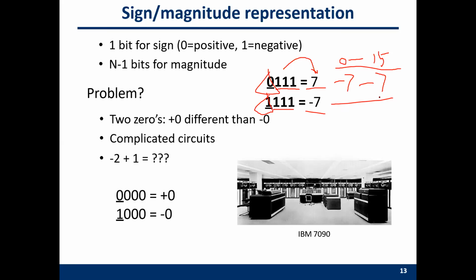Some people may ask me, wait a second, you are talking about 16 numbers, but you know that from -7 to 7, we only have 15 numbers. How did this happen? This is because we have 2 zeros in this case. What does 2 zeros mean? It means 4 bits here. 4 bits here.